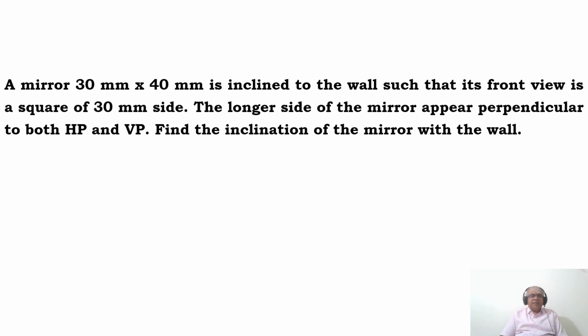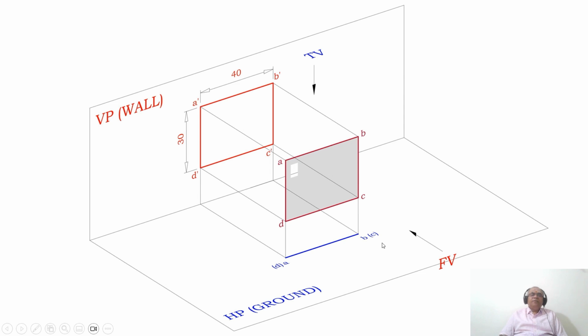The problem reads as: a mirror 30 mm by 40 mm is inclined to the wall such that its front view is a square of 30 mm. The longer side of the mirror appears perpendicular to both HP and VP. Find the inclination of the mirror with the wall. So to do that, first we are going to take the initial position.